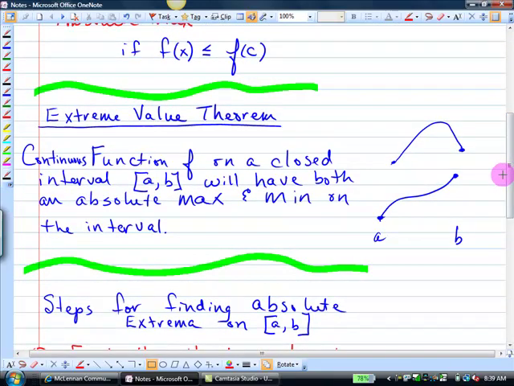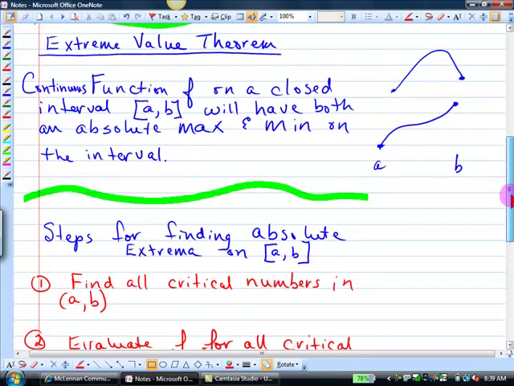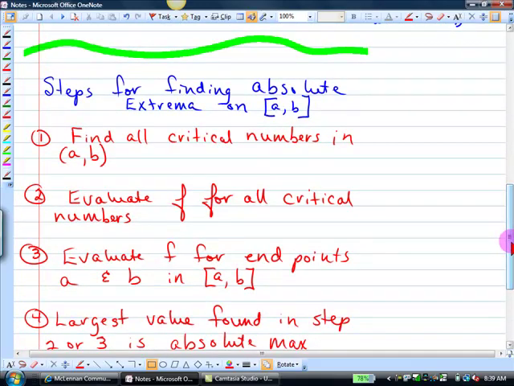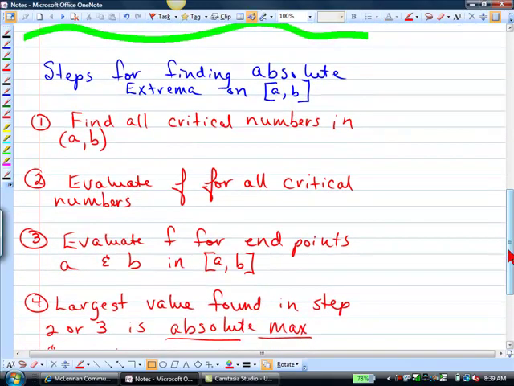Now, there's some steps for finding absolute extrema on an interval, because that's going to be partly what we do in our problems. So there's the steps. You're going to find all the critical numbers within that interval. So you're given some function. You're going to find the critical numbers. How do we do that? How do we find critical numbers? First derivative, set it equal to 0. So we'll do what we've been doing. Nothing new there. And then you're going to evaluate f for all those critical numbers.